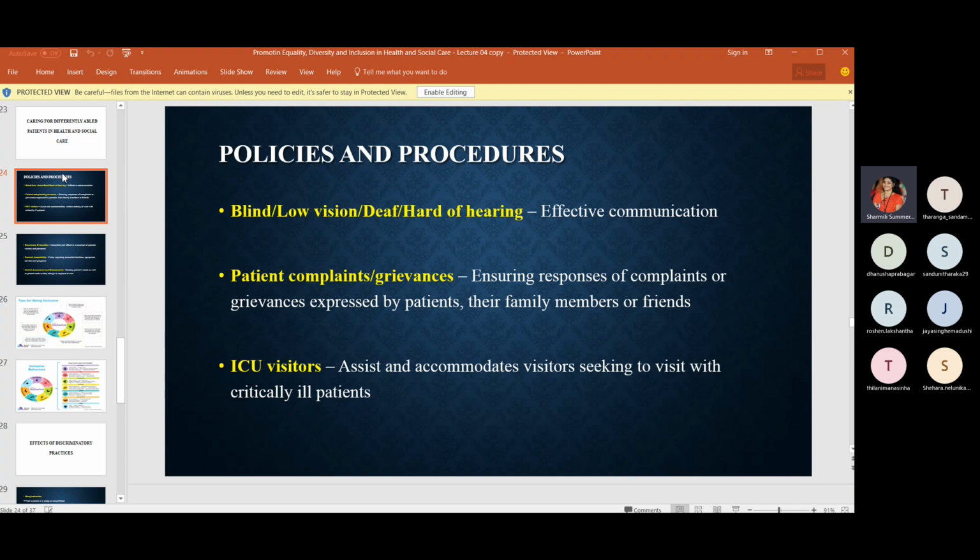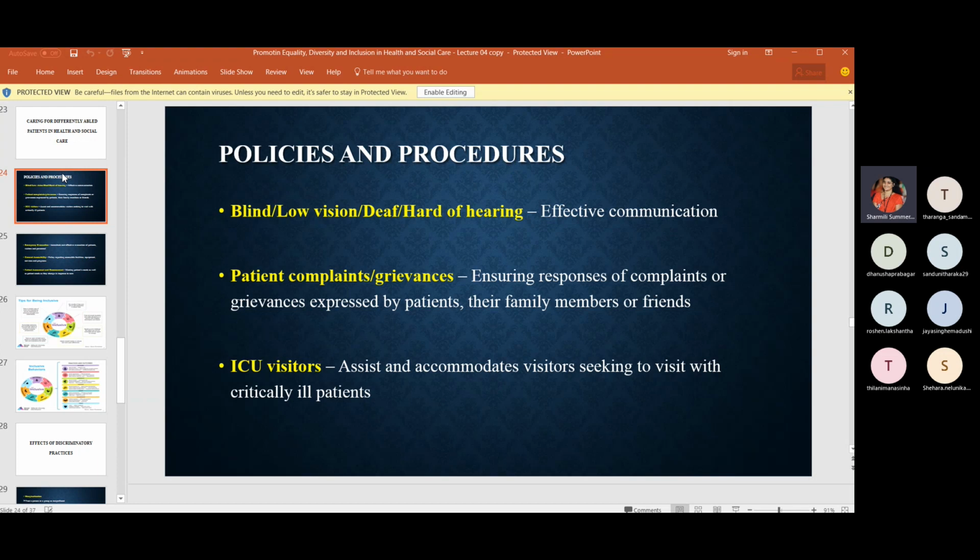So if the patient is blind and you, as a nurse, need to take consent from that particular patient, you can explain the procedures and all the things verbally. So there is no need to have a written document, and there is no point in giving the written consent form as well. The communication should be effective.